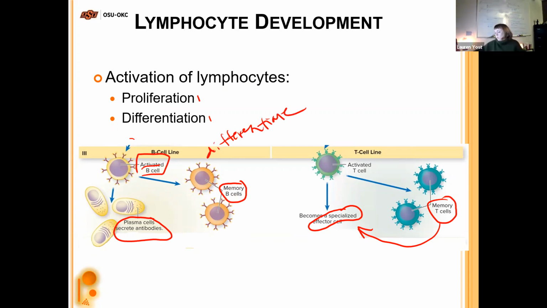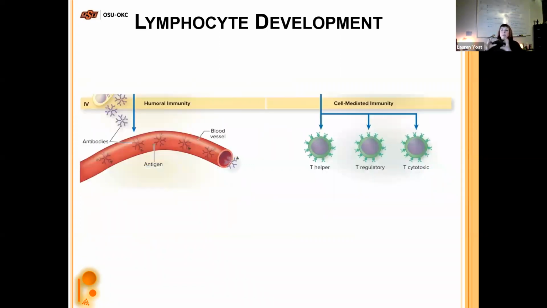That makes sense. So that's the steps that are involved. Okay, proliferate and then differentiate. Continuing on with the B cell, not B cells, lymphocyte development in general.